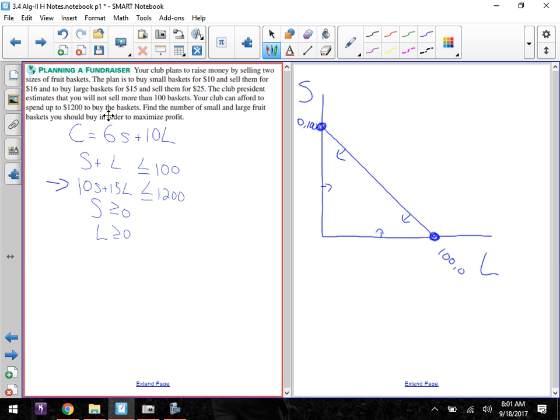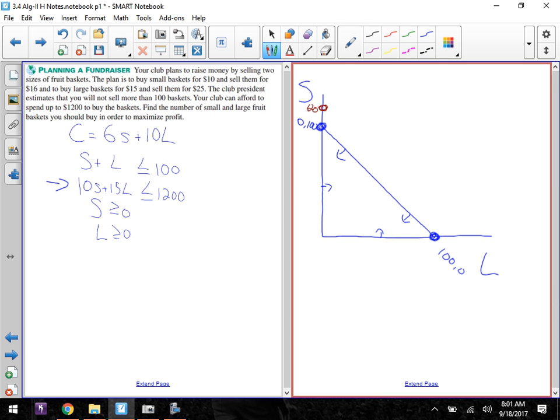Next one, I have intercepts at 120 and another number, very good, 80. 120 and 80. And again, I'm moving inward. And the reason why I know that I'm moving inward is because 0 plus 0 is less than 100, at least on Mondays and Tuesdays. Okay.